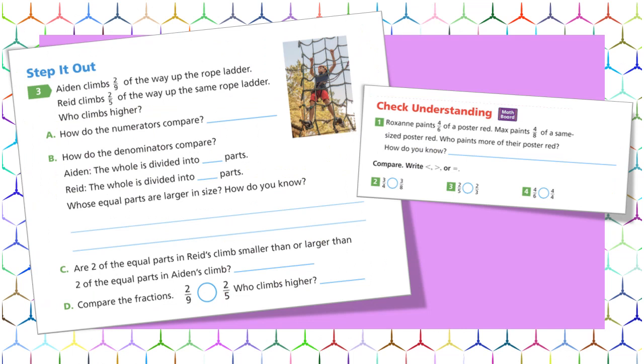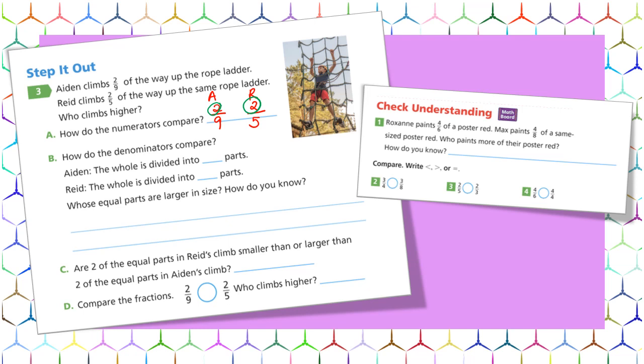Now let's try to step it out. Aiden climbs 2/9 of the way up the rope ladder. Reed climbs 2/5 of the way up the same rope ladder. Who climbs higher? How do the numerators compare? Well, let's see. We know that Aiden climbs 2/9, and we know that Reed climbs 2/5. What do we notice about our numerators? Our numerators are counting the same amount of parts.